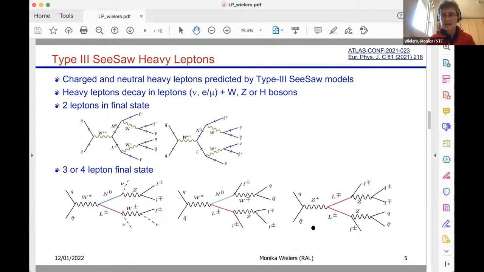The next analysis I want to show you is about type 3 seesaw heavy leptons. In these models, you have three heavy leptons: a Majorana neutrino and two charged heavy leptons. These are produced as pairs coming from either a W or a virtual Z boson. What we have been doing is looking at final states where you end up with either two leptons, three, or four leptons in the final state.